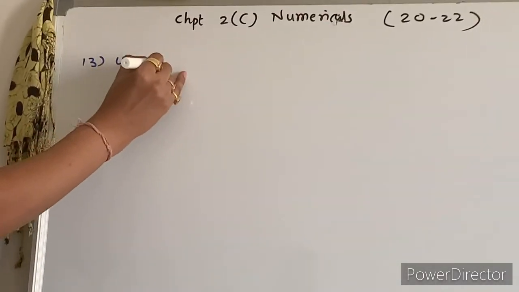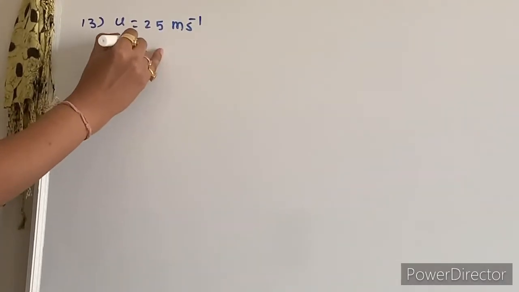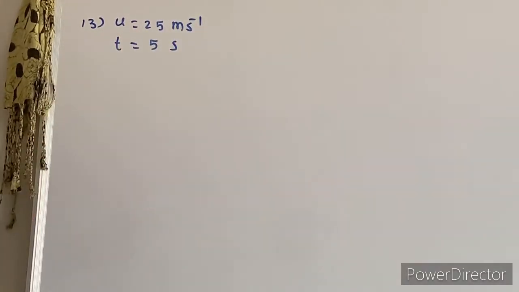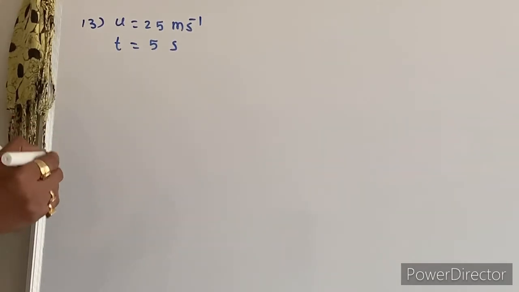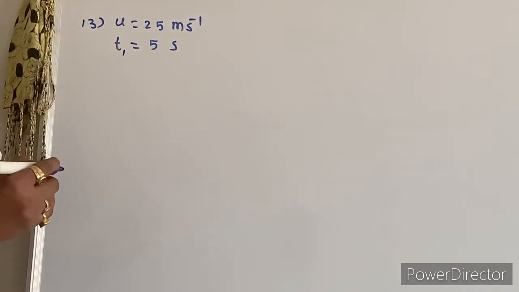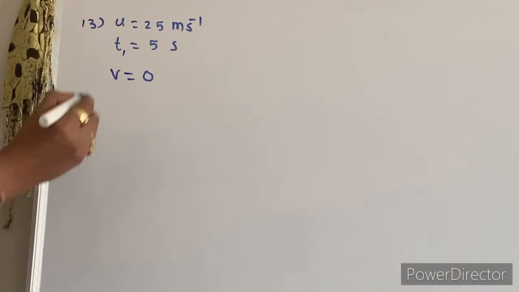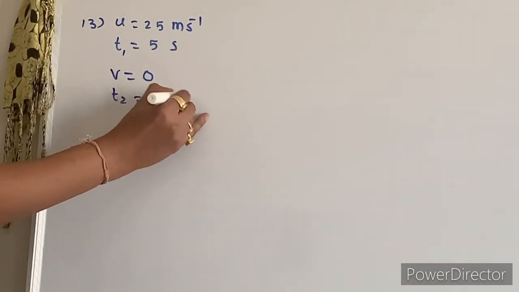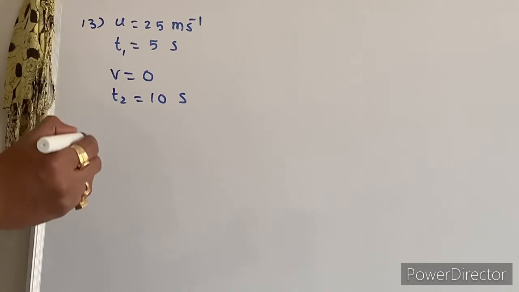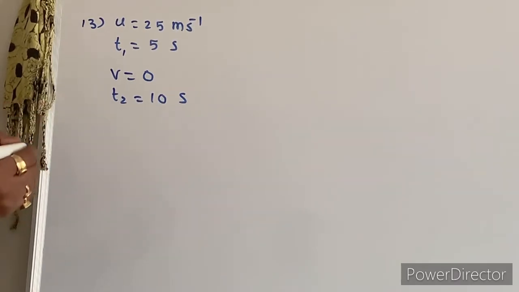In the 13th question, a car travels with a uniform velocity of 25 meter per second for 5 seconds. That means u is given as 25 meter per second for time t equal to 5 seconds. I will write this as T1. The brakes are then applied and the car is uniformly retarded and comes to rest, with v equal to 0, in time T2 of 10 seconds. Find the distance the car traveled before the brakes are applied.